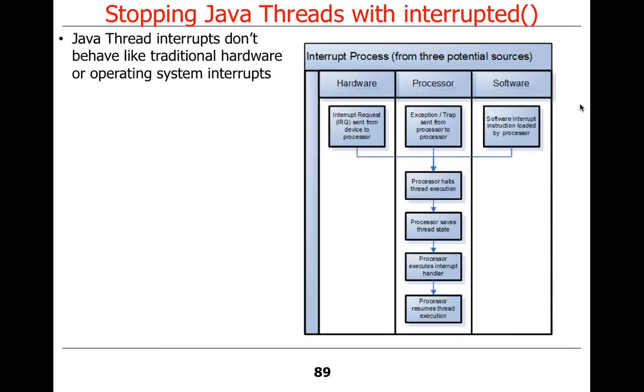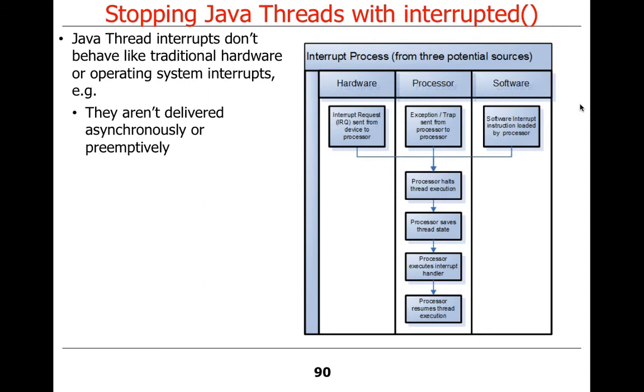Here's a couple other things to keep in mind. Java thread interrupts don't work the same way that traditional operating system and hardware interrupts work. In particular, traditional interrupts, which are described here, are delivered asynchronously, whereas the ones we just saw are delivered synchronously.